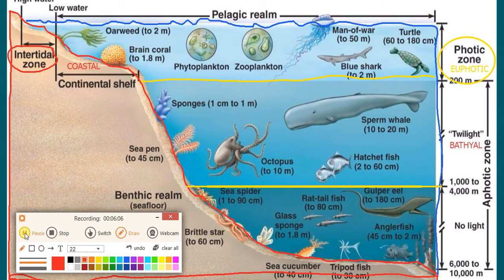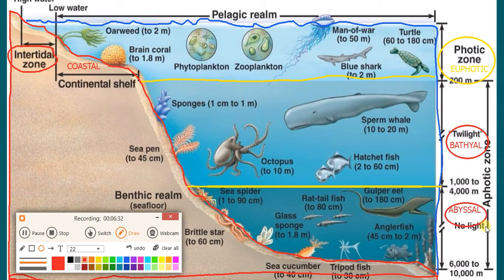So that's right here, the twilight or bathal zone. And then this bottom zone where we don't have any light, we actually call this the abyssal zone. So abyssal right down here.